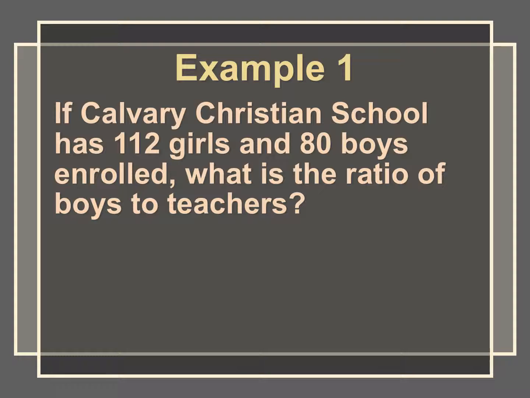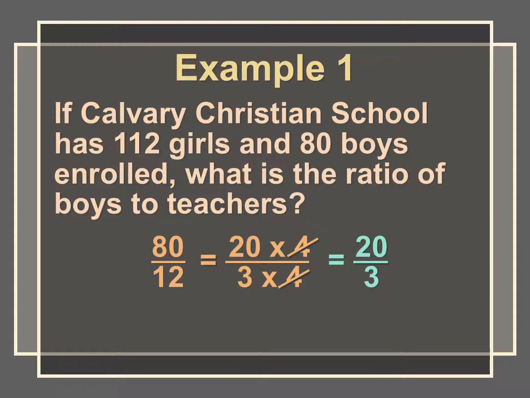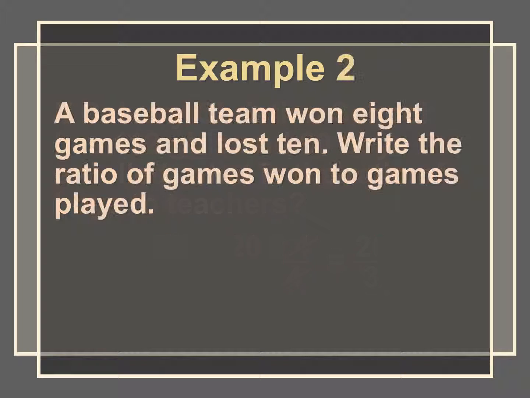Another example of doing ratios: what is the ratio of boys to teachers? So for this one, you're like, well, we just did that. But it is a little different because we're looking at boys to teachers. So we're going to list the boys first and then the teachers. And then we get the ratio of 20 boys to 3 teachers. So order is important.